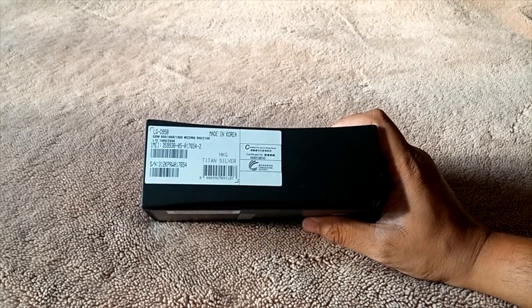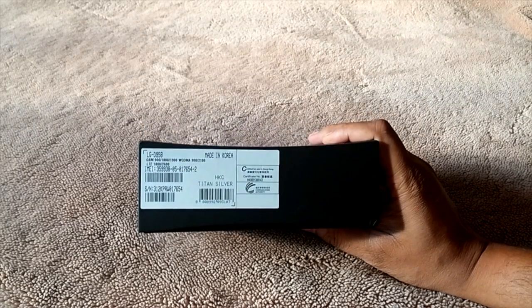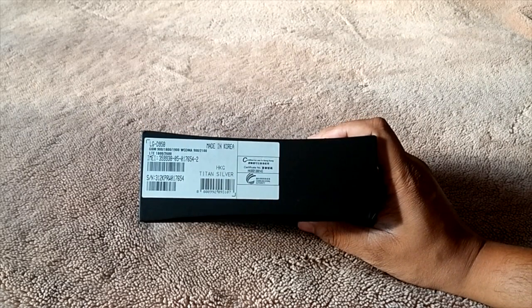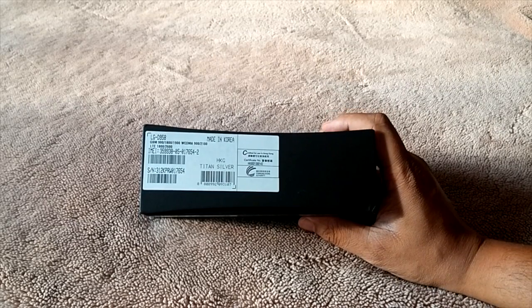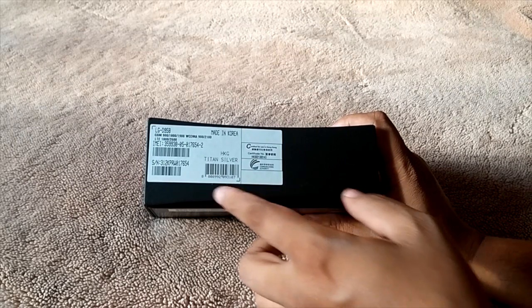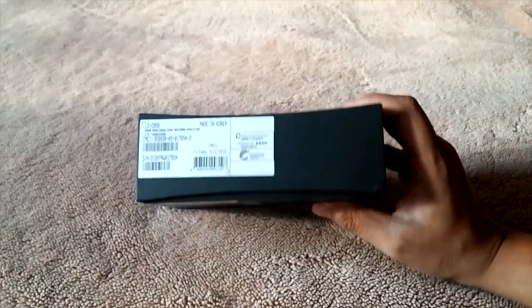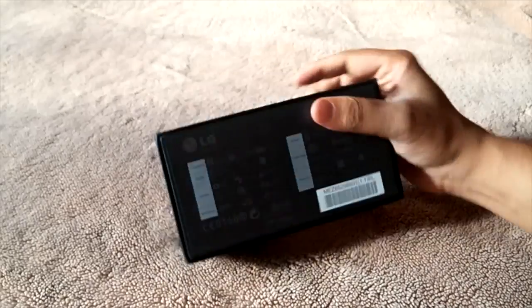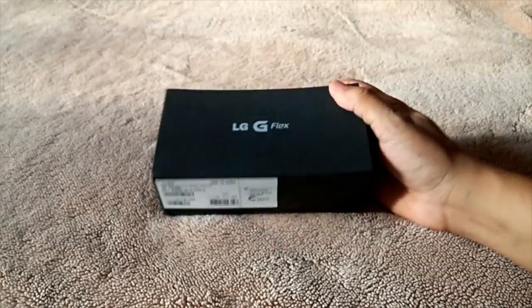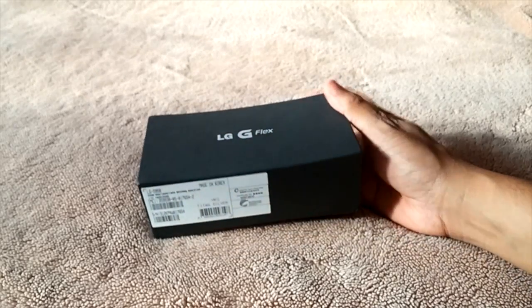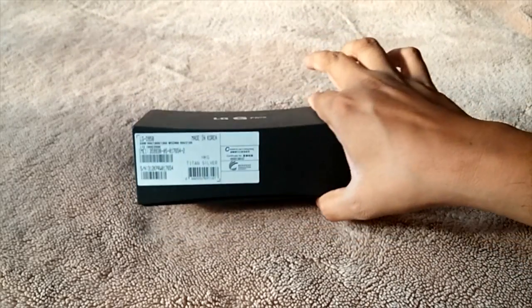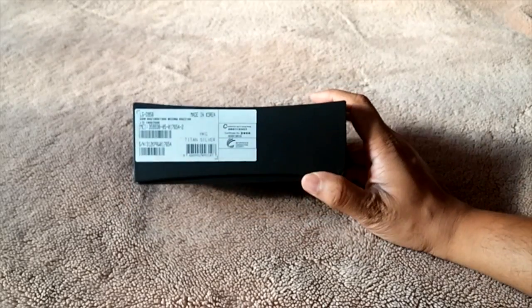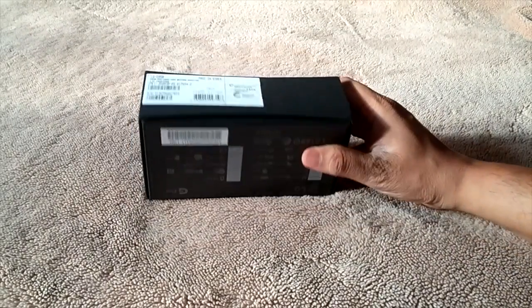They have around four different models of G Flex depending upon the regions they are selling it. So this particular one, it's LG D958, and has some details about the IMEI and serial number over here. So this one is a made in Korea phone, obviously, so it's an LG phone anyway. And the box is very simple in a sense. It's something that you would expect for a premium device. So it follows the curve of the phone itself, which we are going to see once we unbox it.